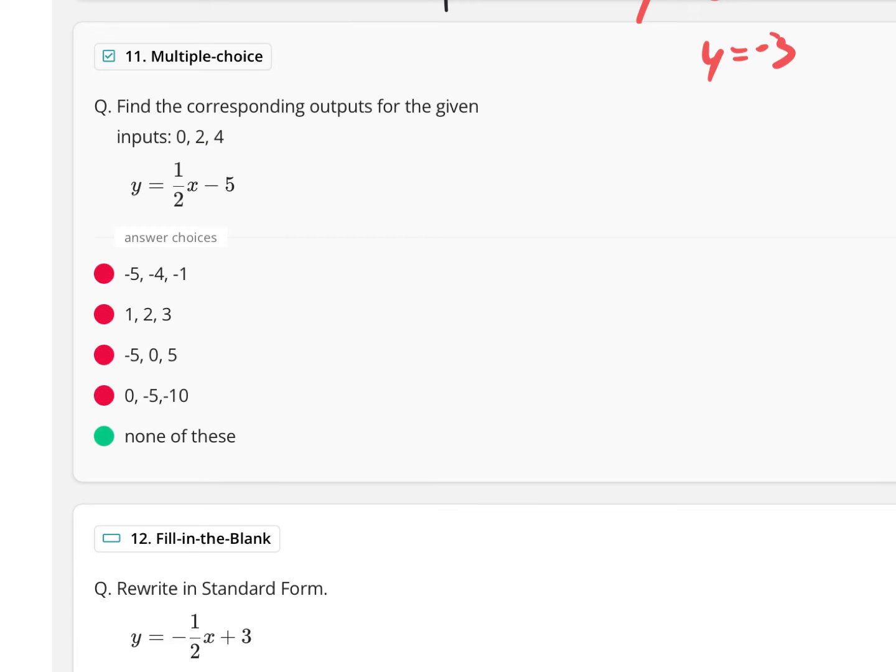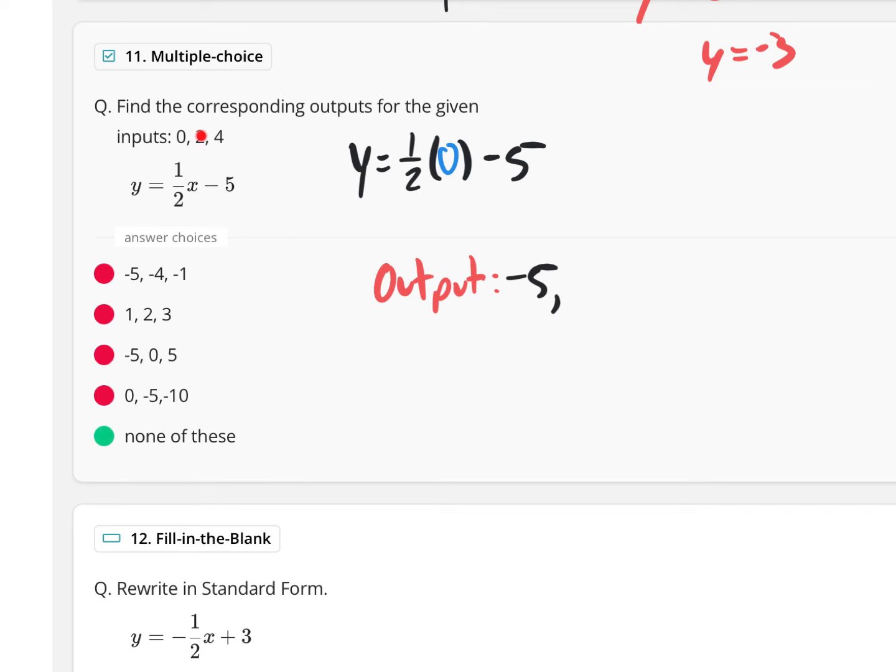So let's do that. Let me plug in a 0 first. Here's my equation. y equals 1/2 x minus 5, but instead of x I put a parenthesis, and I'm going to input the 0 right in there. So anything times 0 is 0, and 0 minus 5 is -5. So my first output is -5.